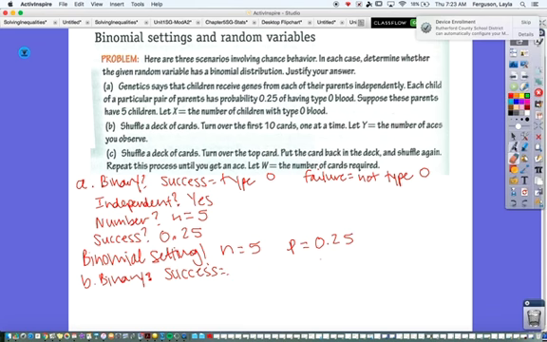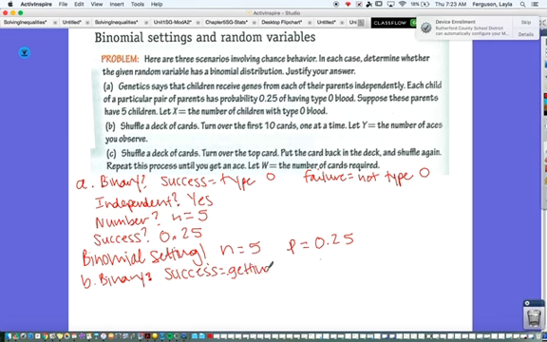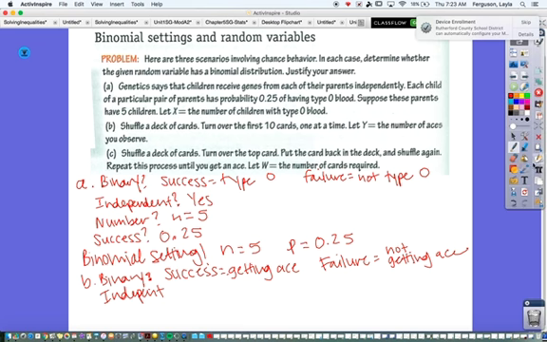Really, it's not the number of aces as much as it is getting an ace. So a failure would equal not getting an ace. Independent, so does one affect the other? That's not independent. Beyonce would be very upset.